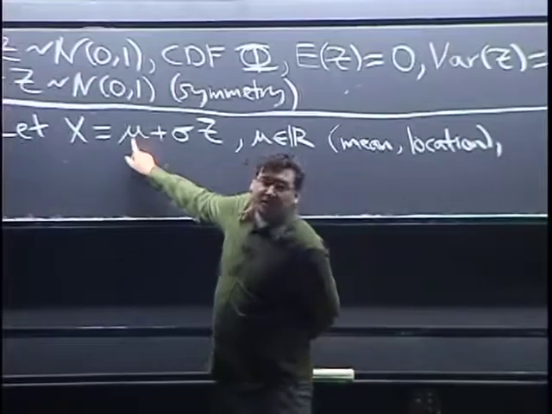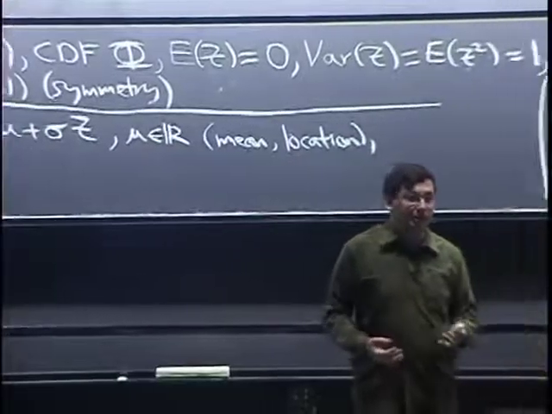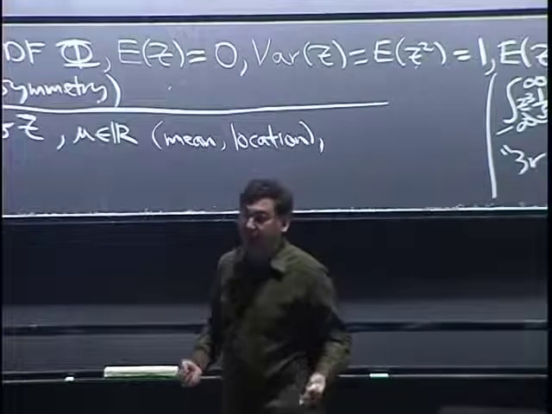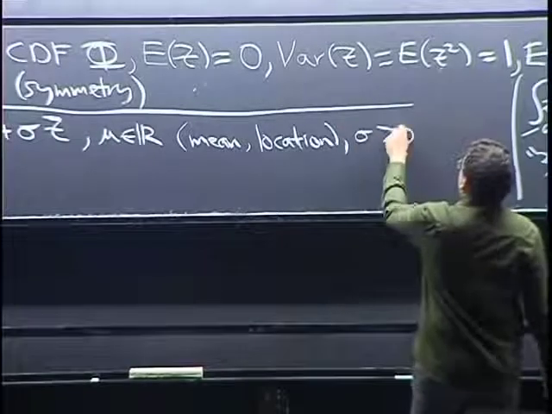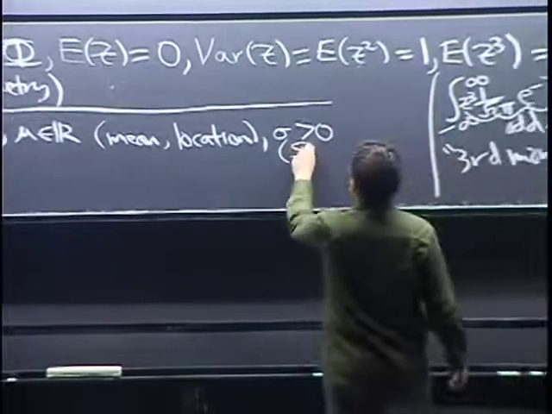Because we're just adding a constant, it means a shift in location. We're not changing what the density looks like by adding mu. We're just moving it around left or right. And sigma is any positive number. Mu could be negative. Sigma has to be positive, and that's called the standard deviation.